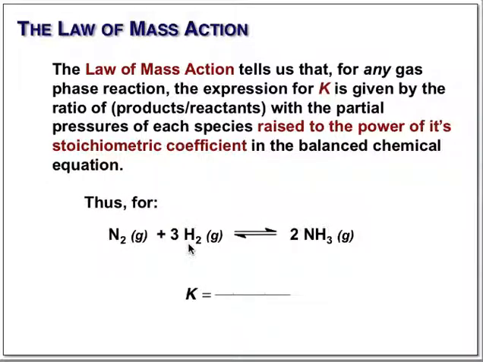If we had nitrogen and hydrogen reacting to give ammonia, our products go in our numerator, so this is going to be the pressure due to ammonia squared. In our denominator, we will have our reactants. Our coefficient here is 1, so this is simply the pressure due to nitrogen. And we're going to multiply that by our other reactant, that's the pressure due to hydrogen, cubed. This allows us to simply look at a balanced equation and immediately write an equilibrium expression.